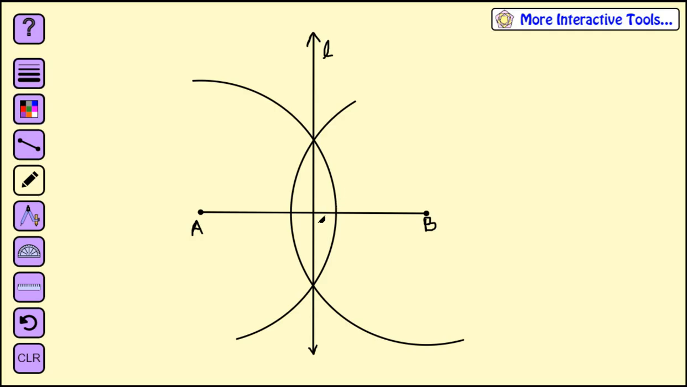We'll call that L. It intersects segment AB at point C. Point C is the midpoint. And we have segment AC is congruent to segment CB.